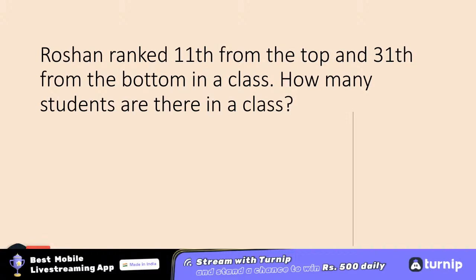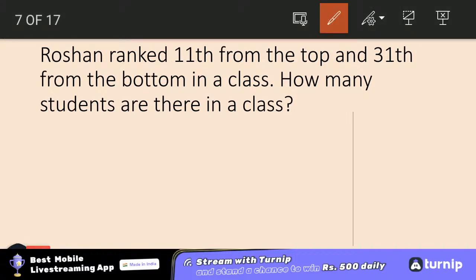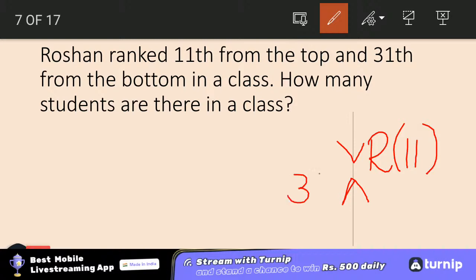So again, Roshan is ranked 11th from the top and 31st from the bottom. How many students are there in the class? Now we are talking about a boy named Roshan. Roshan is 11th from the top, again I am giving the position to Roshan, and 31st from the bottom. If we are talking about the bottom, that particular boy Roshan is 31st from the bottom. Now you need to tell how many total students are there in the class.